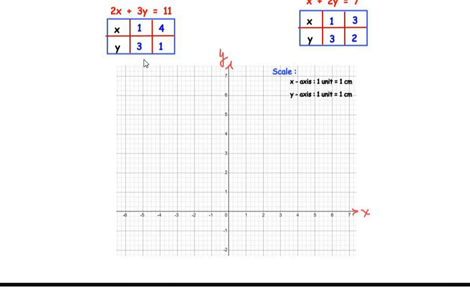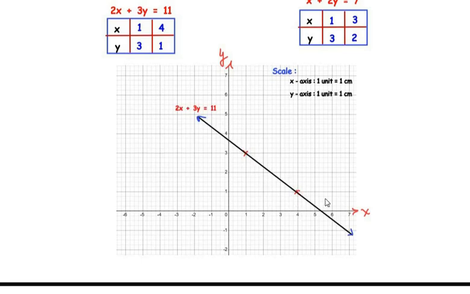When x is 1, y is 3. The first point will be over here. When x is 4, y is 1. So when x is 4, y will be 1. The point will be over here. So let us draw a line passing through these 2 points this way, and this line represents the equation 2x plus 3y is equal to 11.